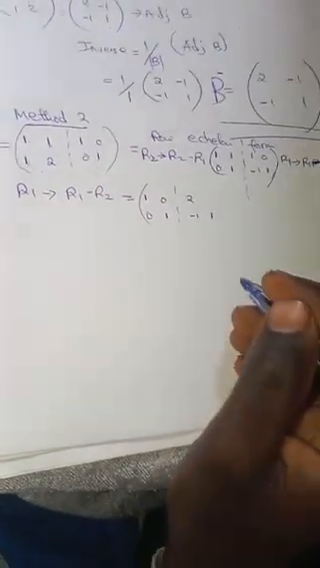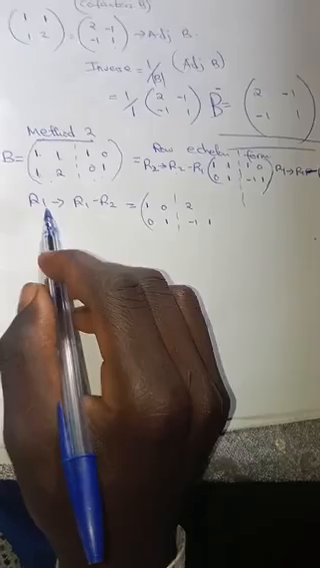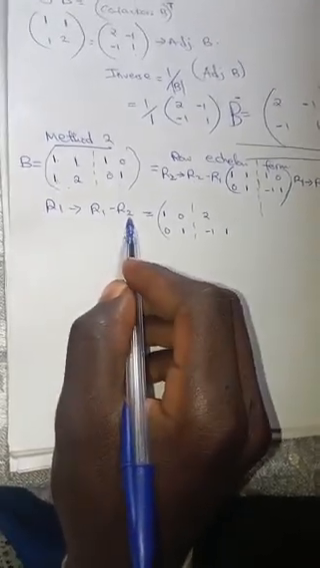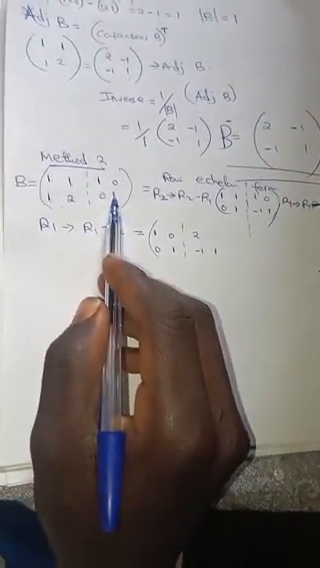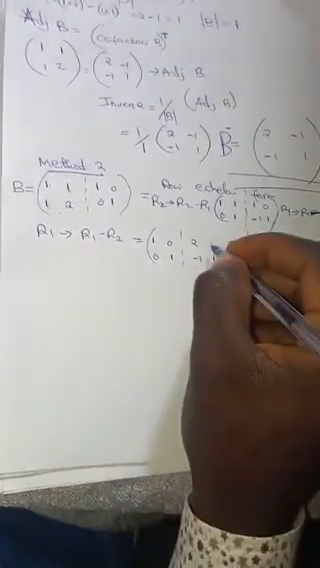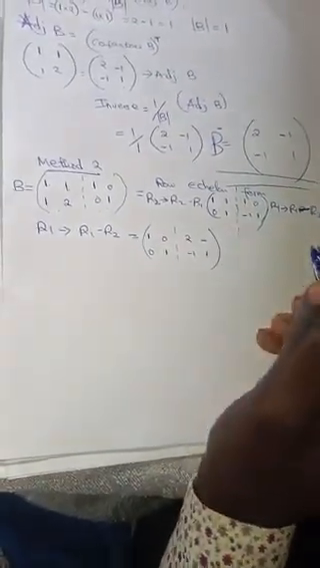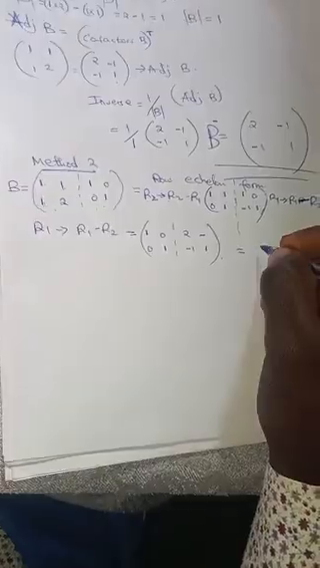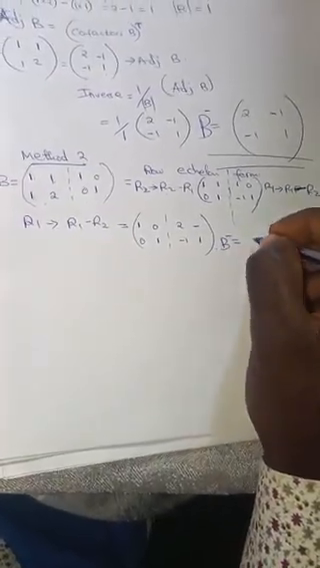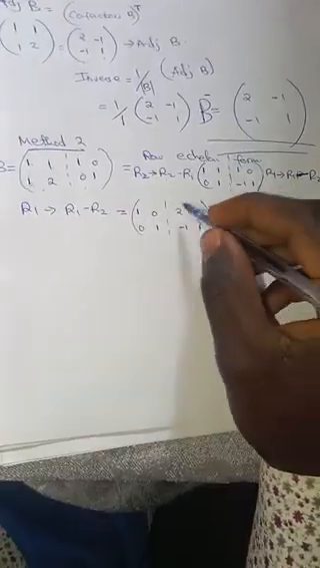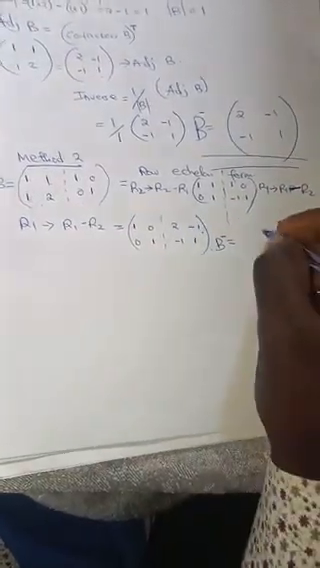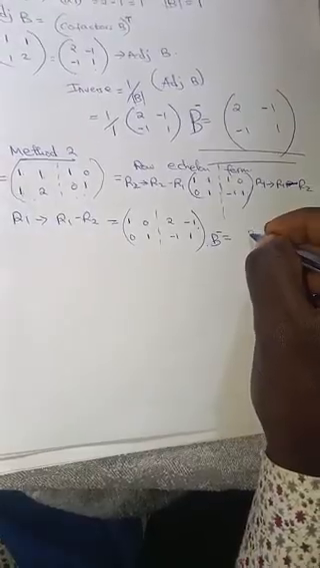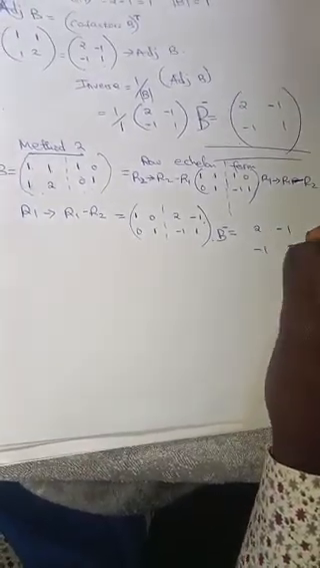So we reduce using the echelon form. Operation on row 1 is row 1 minus row 2. Row 1 minus row 2 on this one: 0 minus 1 is negative 1. Then we will have arrived at the same answer. So the inverse of B is this matrix, which is 2, negative 1, negative 1, and 1.